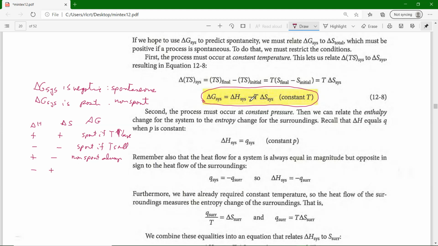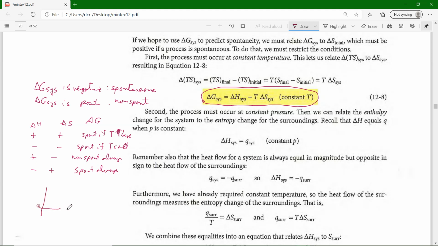so that would be non-spontaneous. If delta H is negative and delta S is positive, then you're going to get a minus whatever the temperature is. So that's going to be even more minus. So that would be spontaneous always, regardless of temperature. That is the dream, to get more disordered, delta S positive, and more energetically stable.